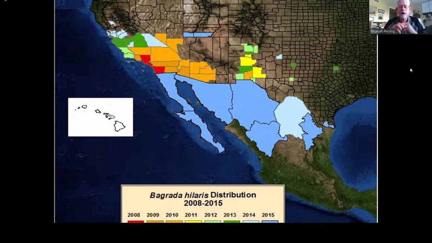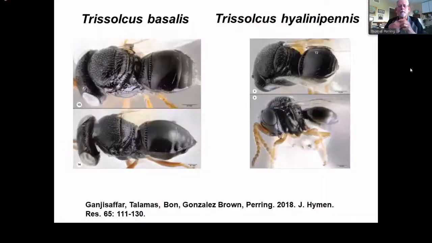Interestingly enough, about 2016, Bagrada started to disappear in California to a point where we don't really have a problem now with the insect. We've done a lot of work to try and figure that out. And we know now that there are a lot of parasitoids that feed on the eggs, or utilize the eggs, of other stink bugs that are now hitting Bagrada.